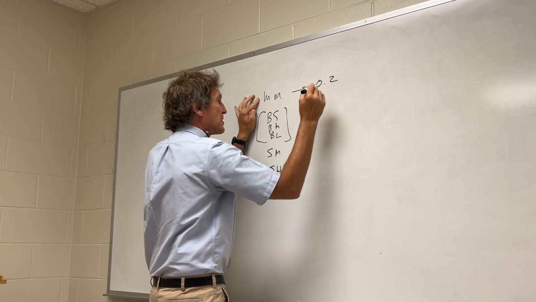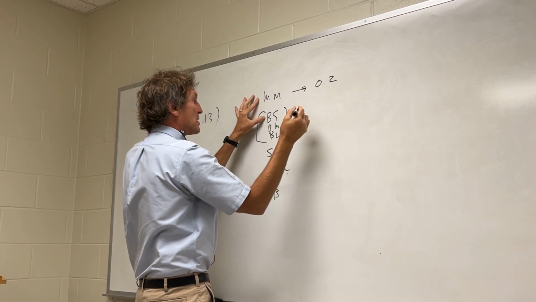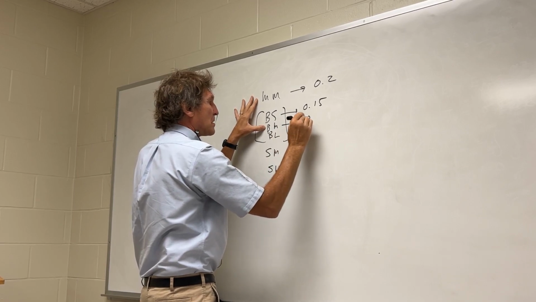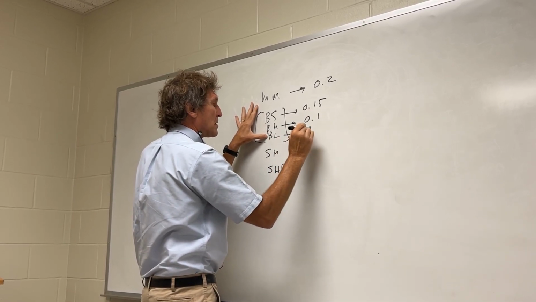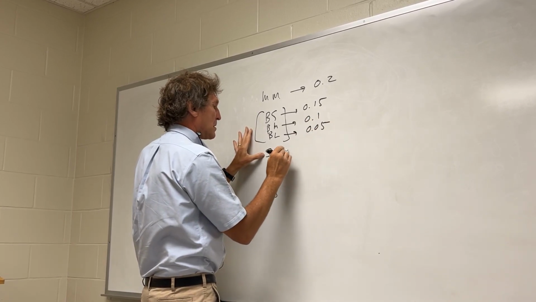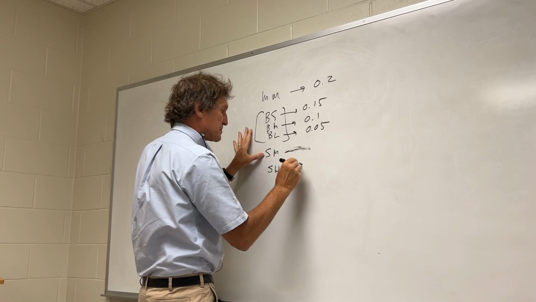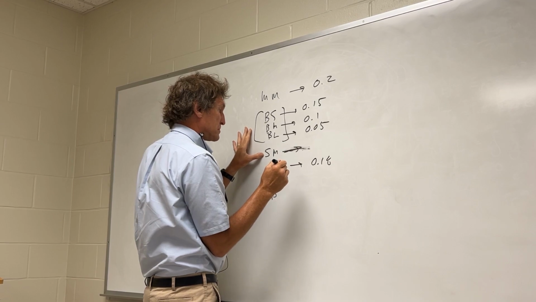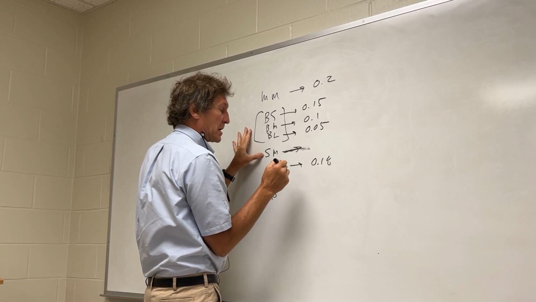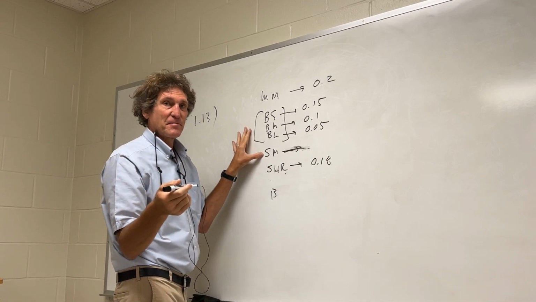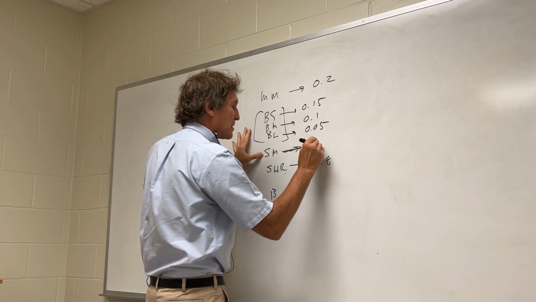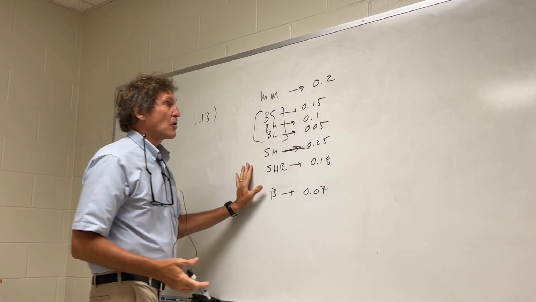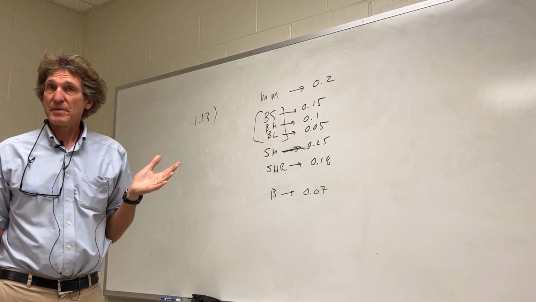Money market, 20%, 0.2. Short bond, 15%. Intermediate bond, 10%. Long bond, 5%. High risk stock, 18%. Moderate risk stock is 25%. Balanced is 7%. Now I hope these all add up to 100. That's how it's distributed, right?